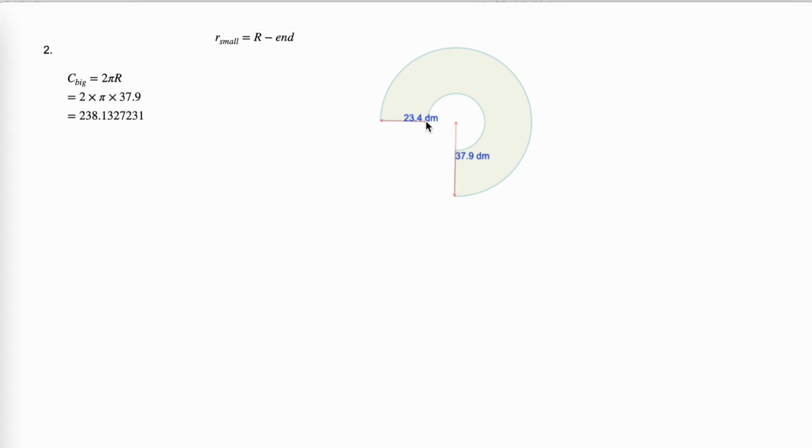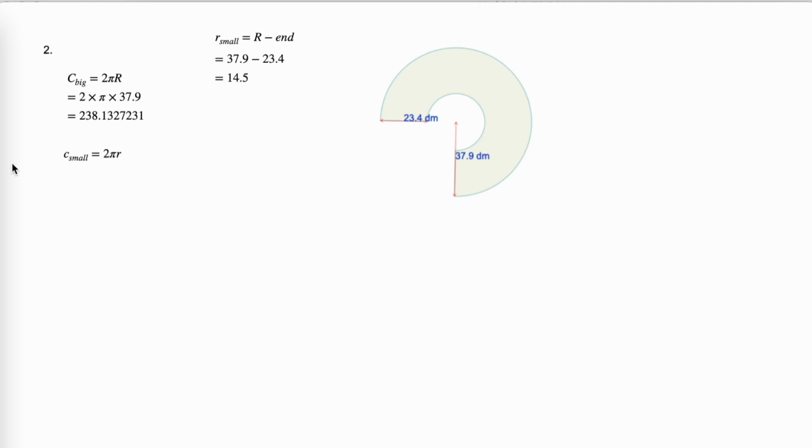And I need the small radius. We don't have a small radius. We have the end, but the small radius would be from the center right to the small circle. It's the big radius, take away the end. 37.9, take away the 23.4, gives us 14.5. The small radius is 14.5.